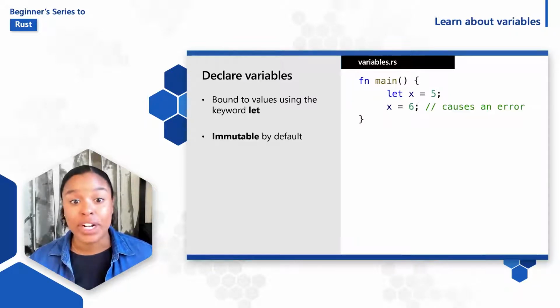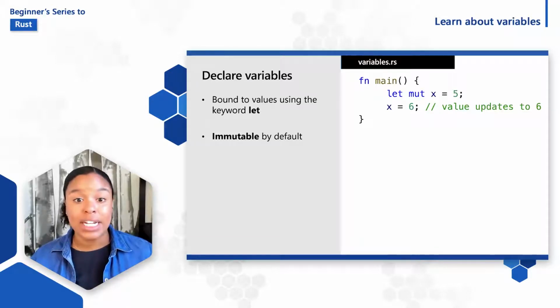By default, variable bindings are immutable. Immutable means that after a value is bound to a name, the value cannot be changed. So if I declare a variable let x = 5, I cannot then later try to change the value of x with the statement x = 6. This results in a compiler error.